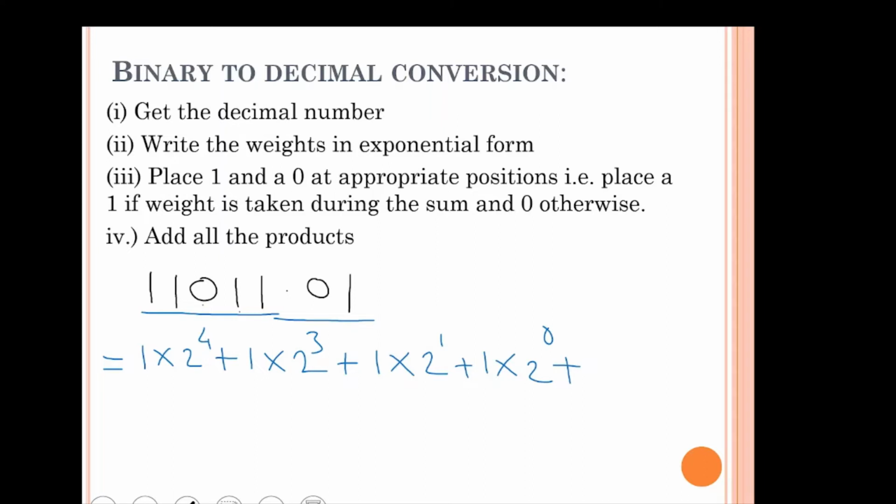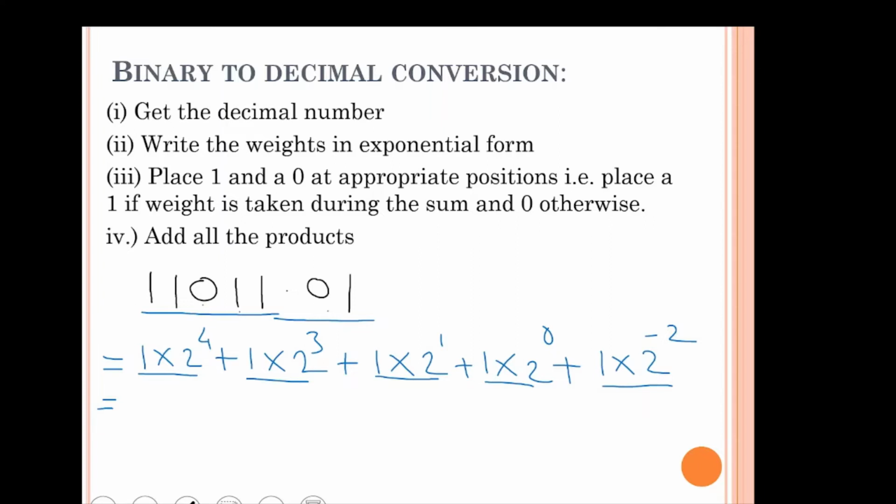for the bits which are after the fractional point, we have to take the weights as 2 raised to minus 1, 2 raised to minus 2 and so on. The first bit is 0, so we'll just skip it, then the next bit is 1, so it is 1 into 2 raised to minus 2. And then add all the products together. These are the products which we have got. You have to add all these products together.